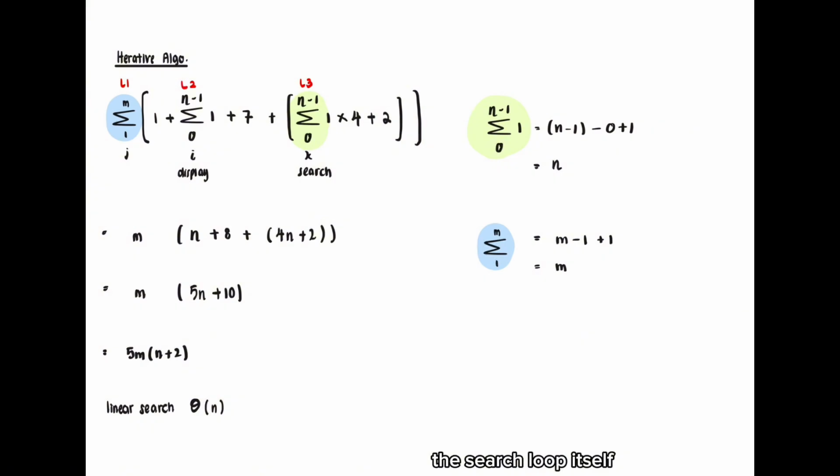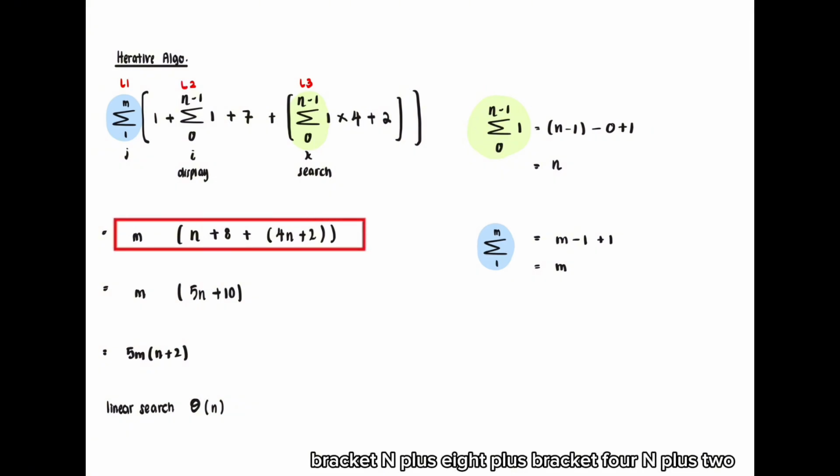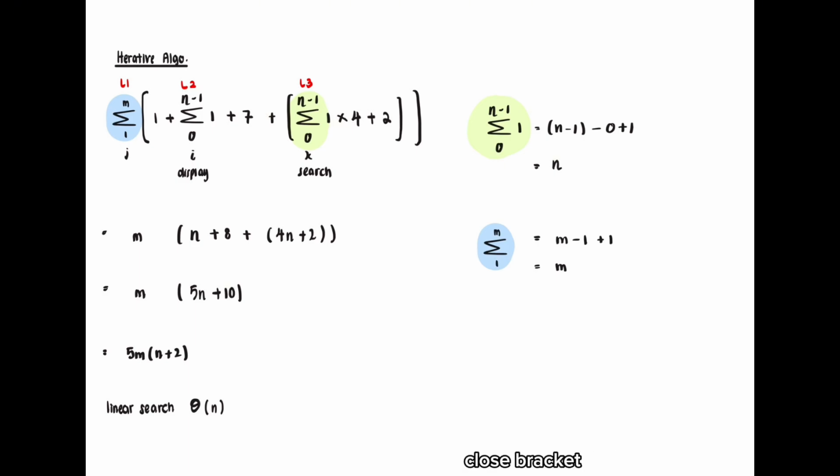The search loop itself is represented as the sum from x equals 0 to n-1 of 1 times 4, plus 2, to account for the internal operations and the not found check. When we simplify this algebra, we get m times the bracket of n plus 8 plus the bracket of 4n plus 2. This combines to become m times 5n plus 10. Factoring out the 5 gives us the final formula, 5m times n plus 2.